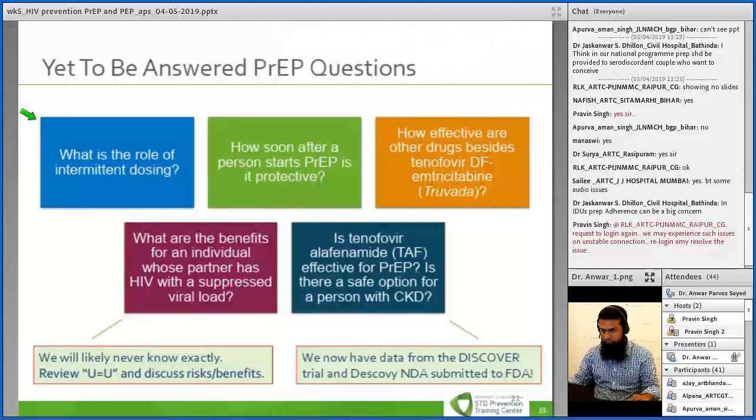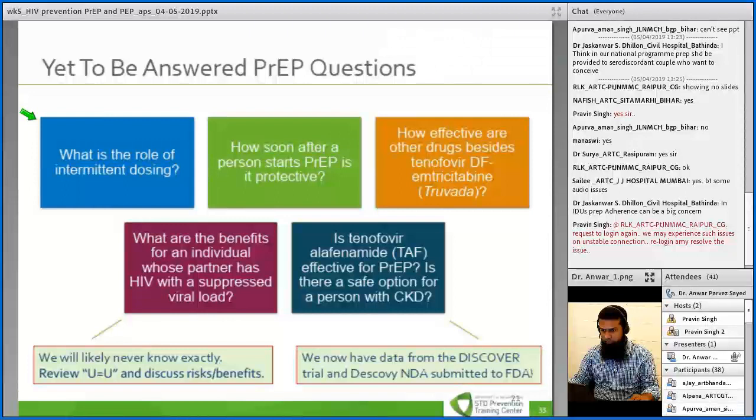For example, we spoke about that serodiscordant couple. If that couple comes to you and you end up starting PrEP for those patients, I'm not saying in the program, I'm just saying as a scenario, what will be the advice? When can they have sex without condoms, just to conceive? So when should the negative partner start PrEP? So that duration. Then, how effective are other drugs besides tenofovir and abacavir, like other than Truvada, if there is any other drug?